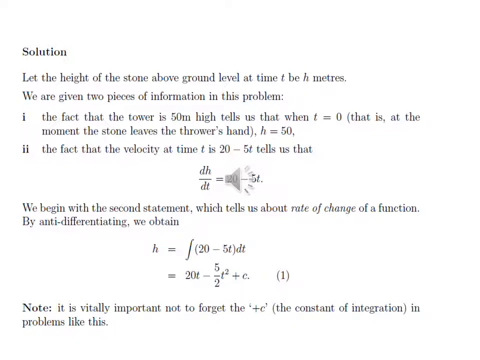We begin with the second statement, which tells us about the rate of change of a function. By anti-differentiating, we obtain h equals the integral of (20 minus 5t) dt, equals 20t minus 5/2 t squared plus c. Note, it is vitally important not to forget the c, the constant of integration, in problems like this. This is an important example. I want every student to study it very closely.